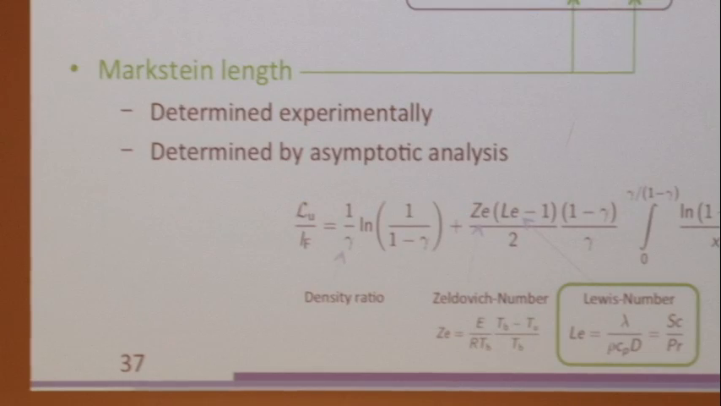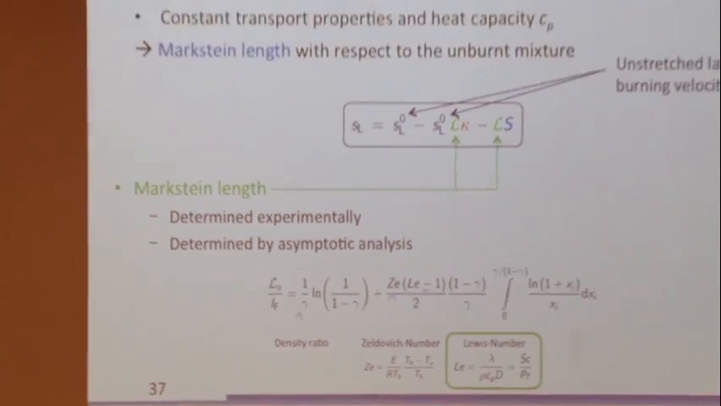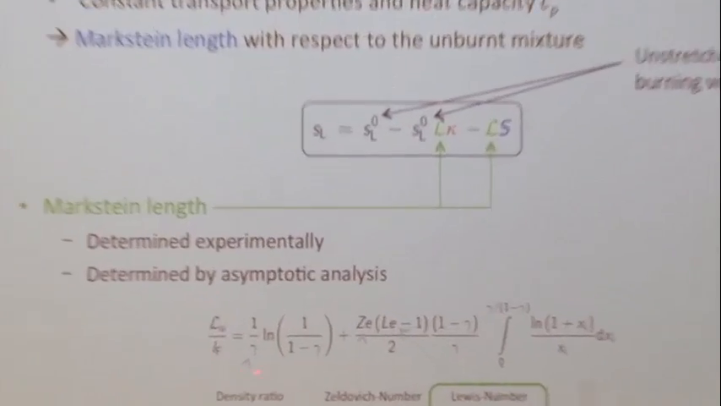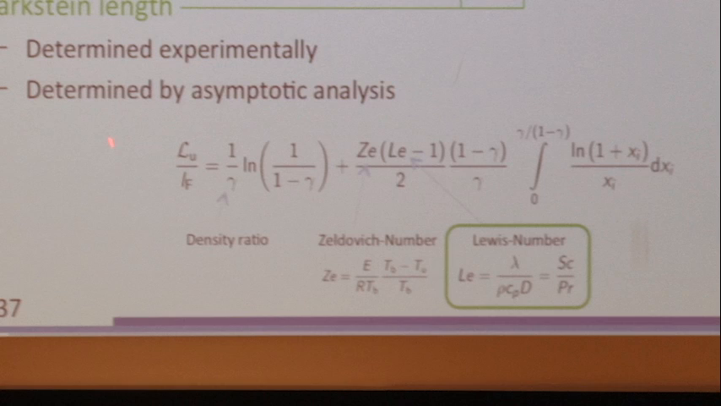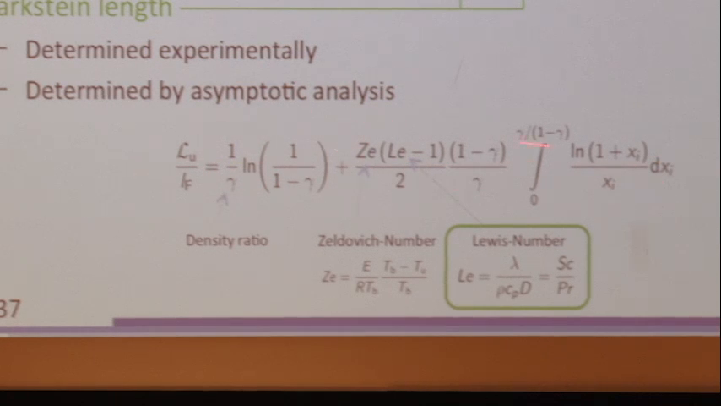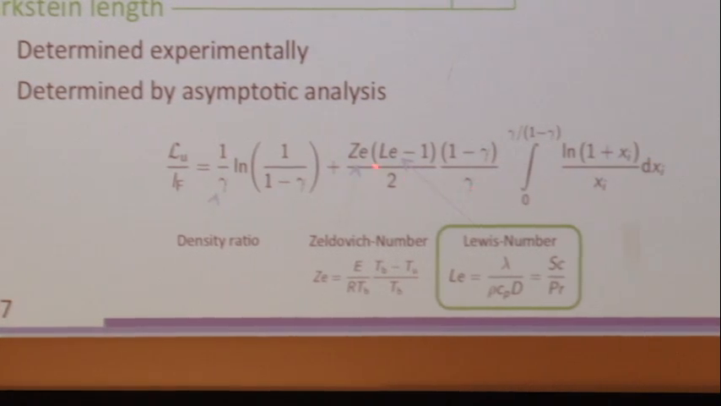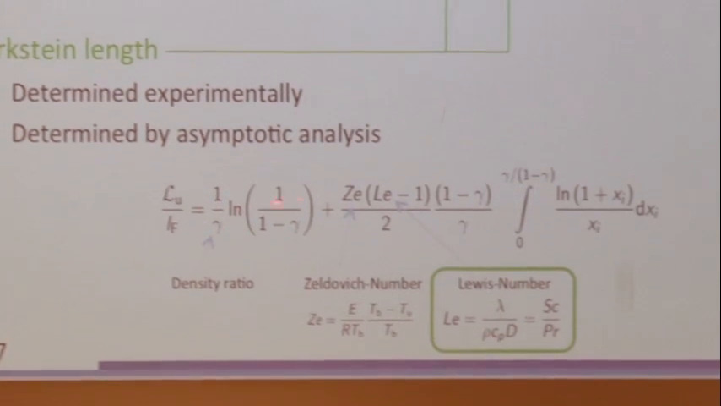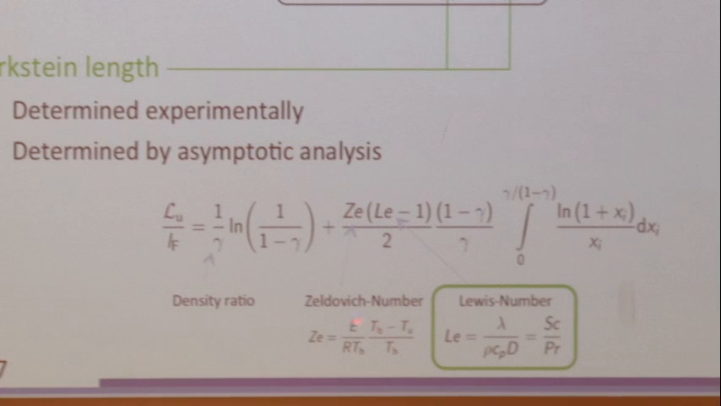Okay? And so there is, as I mentioned, also a solution from asymptotic analysis that gives an expression here for this Markstein length or the Markstein number, which is down here. And that is given here, and you see it involves this integral here. It depends on gamma, the density ratio between burned and unburned, and it depends on the Zeldovich number, so some apparent activation energy, and it depends on the Lewis numbers here and so on.